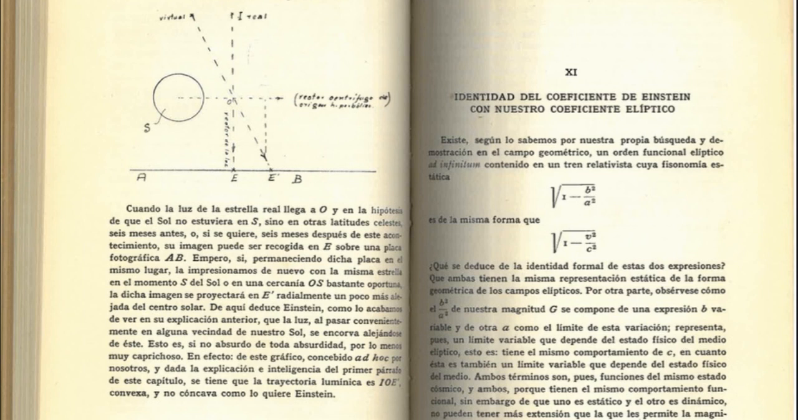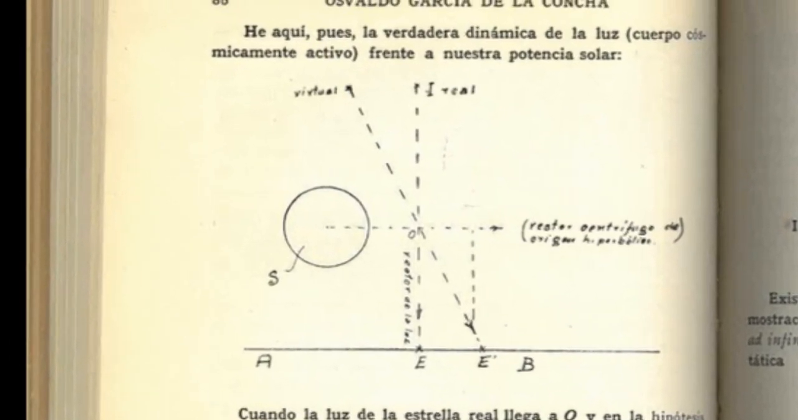What can be deduced from this formal identity of the two expressions? That both have the same static representation of the geometric shape of the elliptical fields. On the other hand, notice how b squared divided by a squared of our magnitude g is composed of an expression of variable and another a as the limit of this variation. It represents therefore a variable limit that depends on the physical state of the elliptical medium. That is, it has the same behavior as c in that this is also a variable limit that depends on the physical state of the medium.